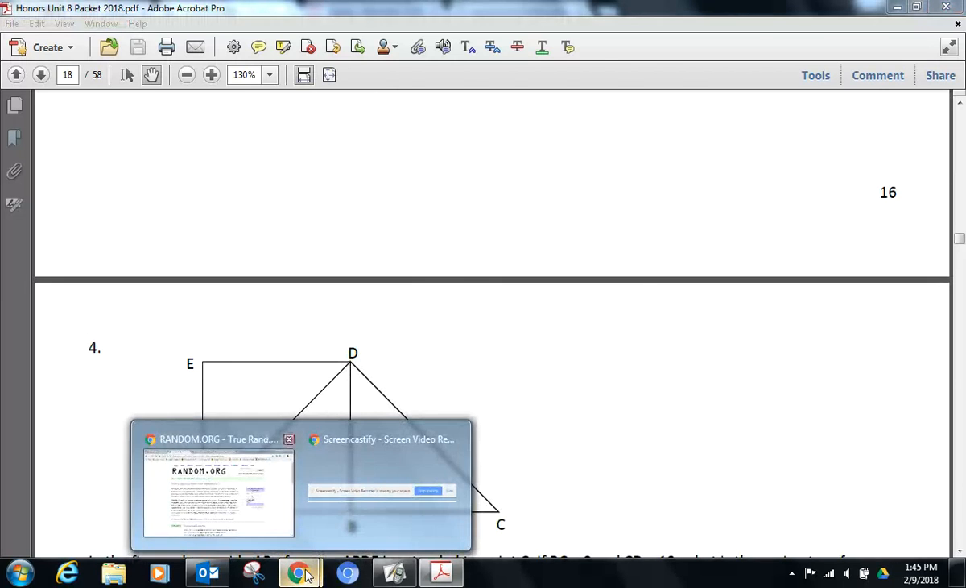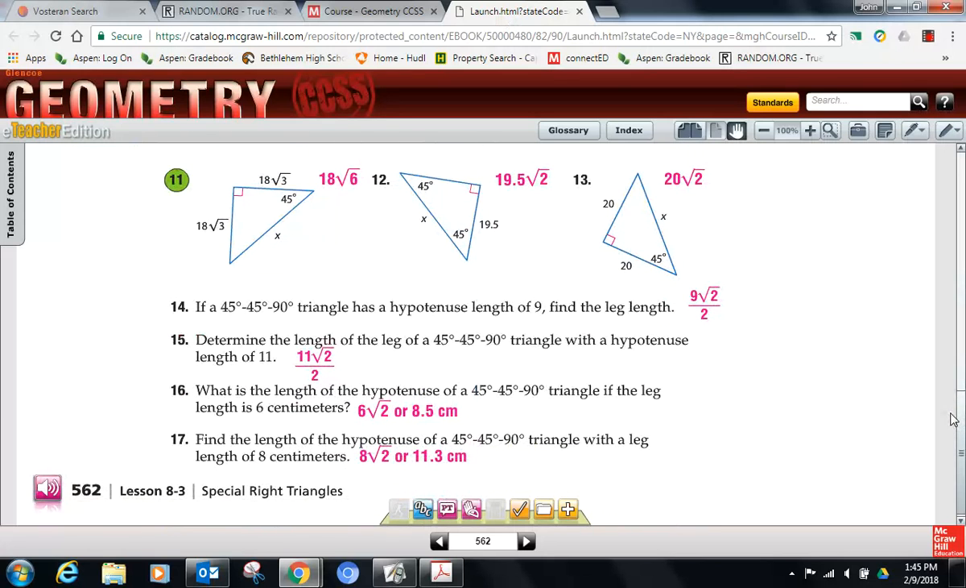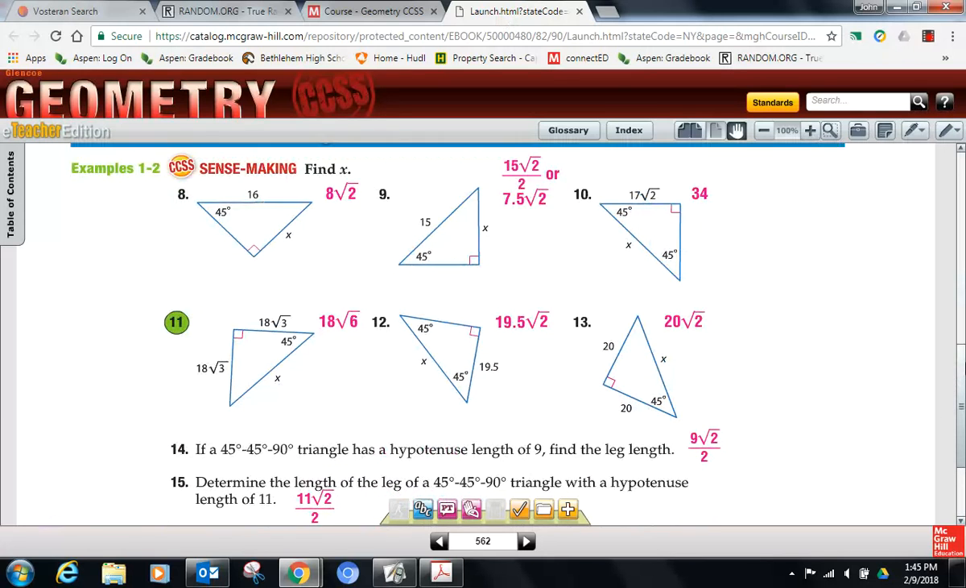Then you had a couple problems from the book. Anything I can answer from the book, especially if it's a radical question on how do I deal with this radical?